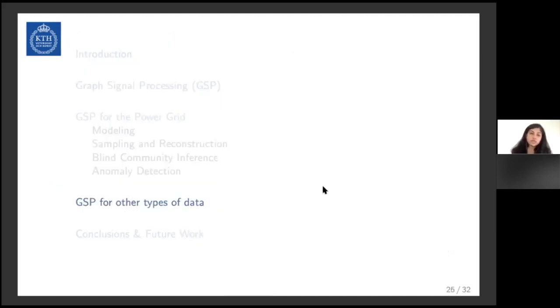So that completes the GSP idea for the power grid. I'm going to pause here and ask if there are any questions.